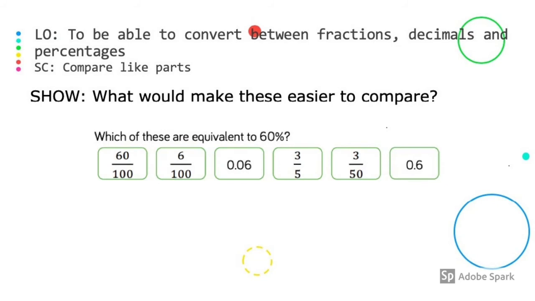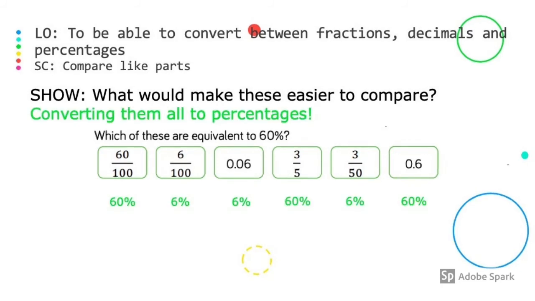Having just said that, on the screen we've got a variety of fractions and decimals, and we're trying to compare them to a percentage. What do we need to do to make them easier to compare? You've got it. We need to convert them all to percentages. This question asks us which of these are equivalent to 60%. I've converted 60 100ths, and this makes 60%. 6 hundredths is equivalent to 6%.